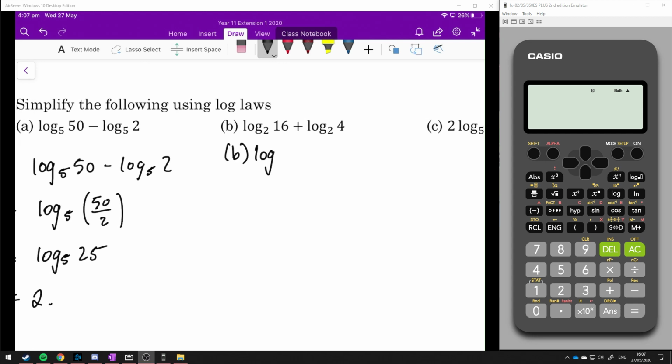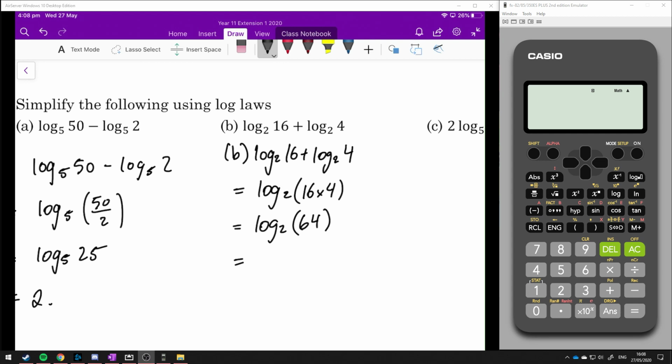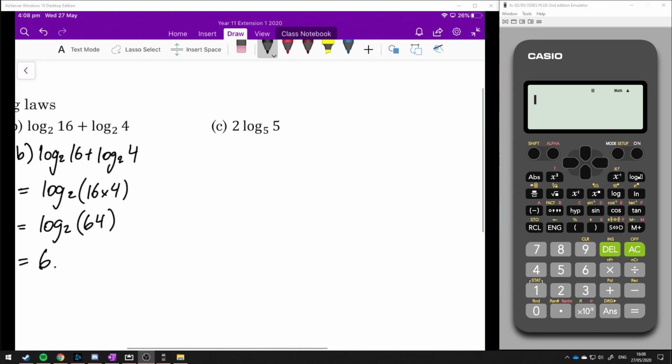Okay, so the second one we've got log 2 of 16 plus log 2 of 4. We're adding these, so we use the product law, so 16 times 4. That's equal to log 2 of 16 times 4, which is 64. So this is 2 to the power of what is equal to 64? Well, that's just 6, so another nice and easy one for us.